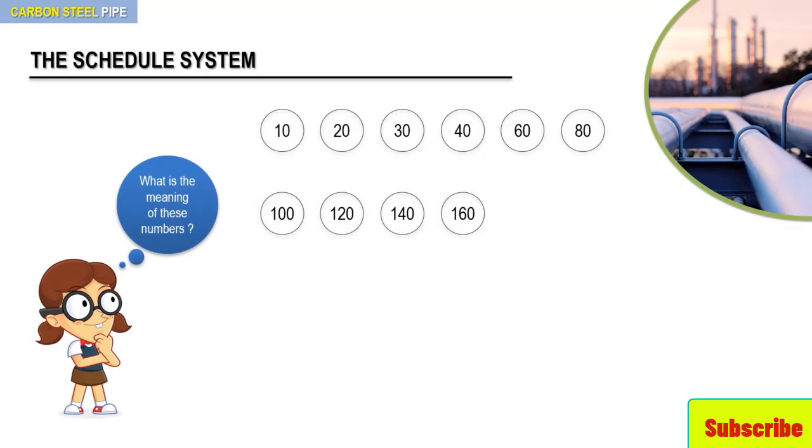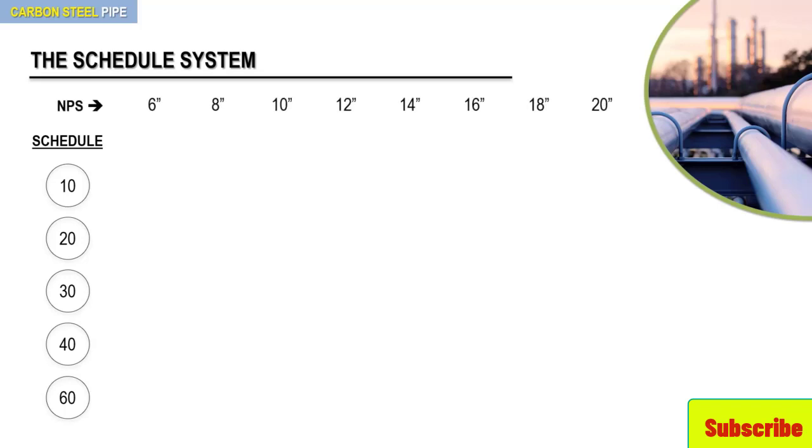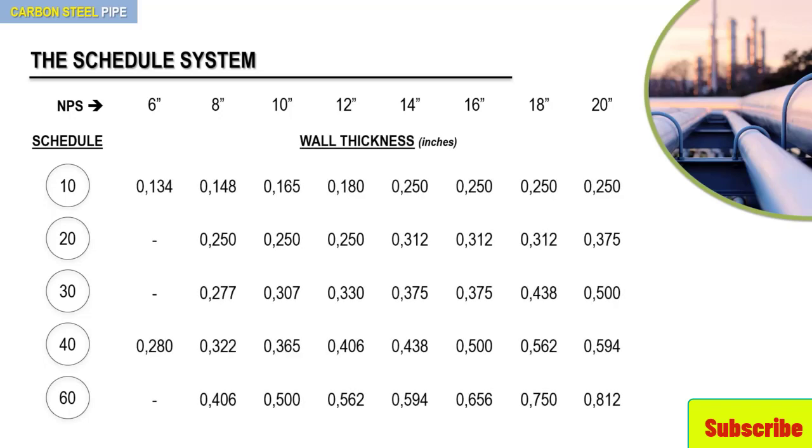These numbers, called schedules, are in fact additional wall thicknesses that were developed in the piping industry to meet the requirement of new chemical processes. In other words, and to put it simply, for a given schedule and a given nominal pipe size, the corresponding wall thickness can be easily determined using the following chart. For example, a 6-inch Schedule 40 pipe will have a wall thickness of 0.280.